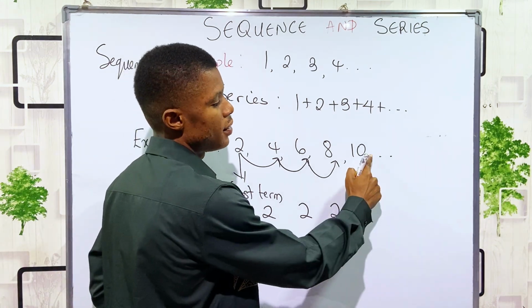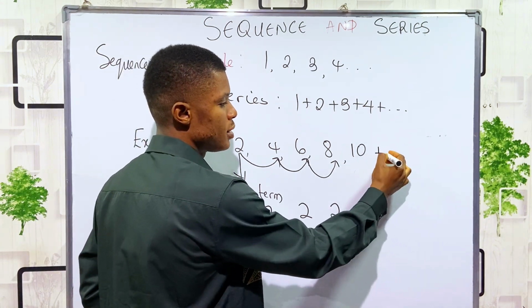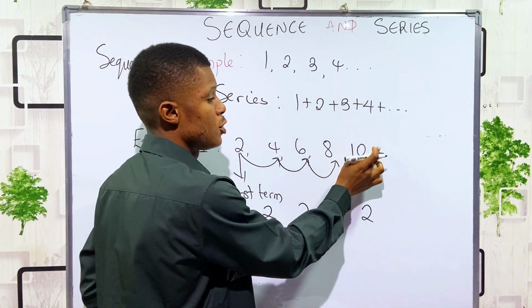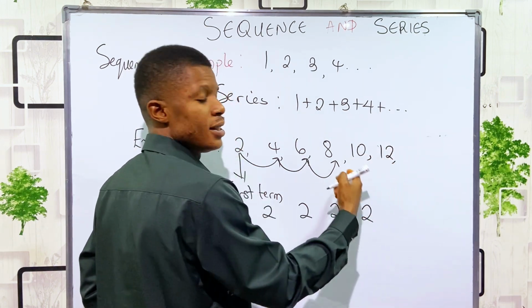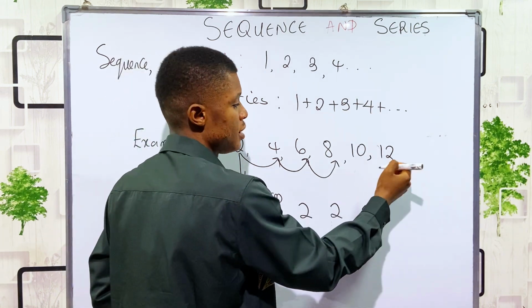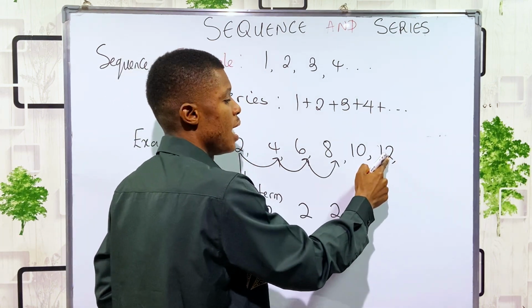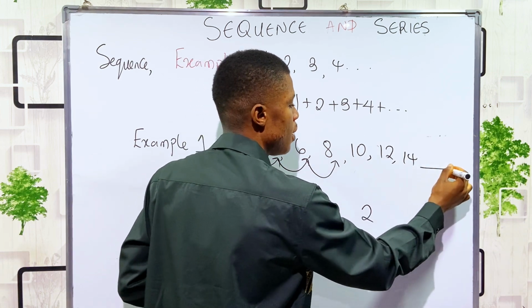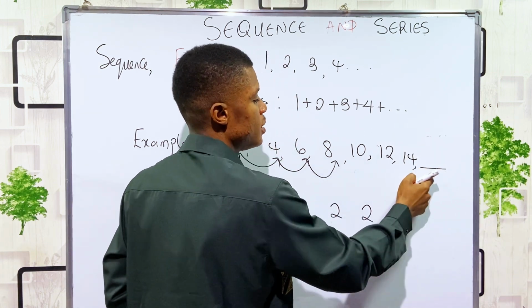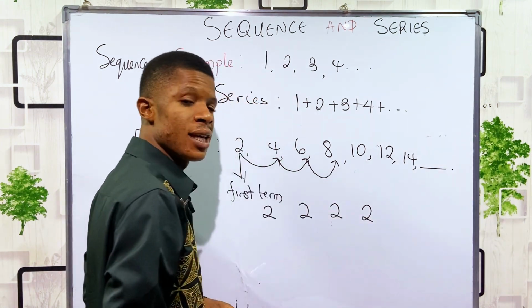You can see that the next successive term will be what? 10 plus 2, and 10 plus 2 is 12. Then the next one after that is adding 2 to the next term, and 2 plus 12 is 14. If you're understanding this, I want you to suggest the next term that we take in here.